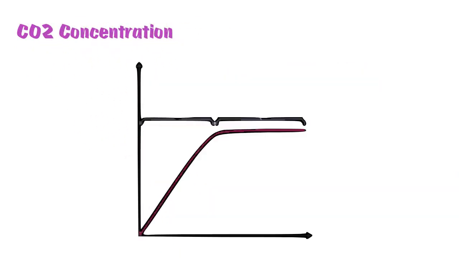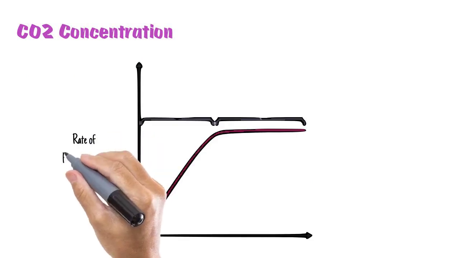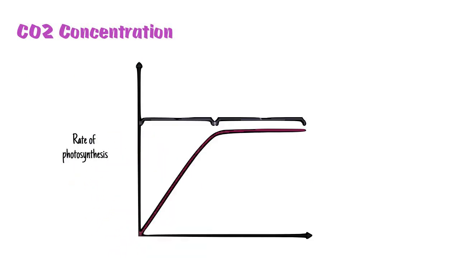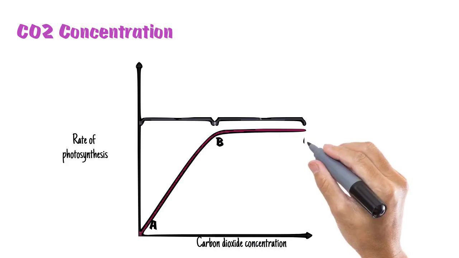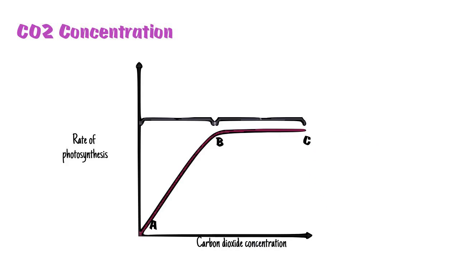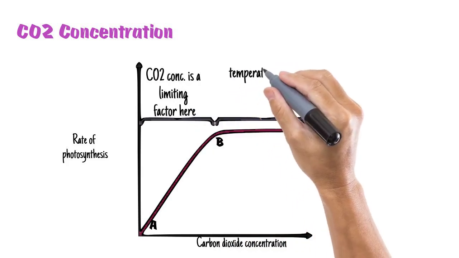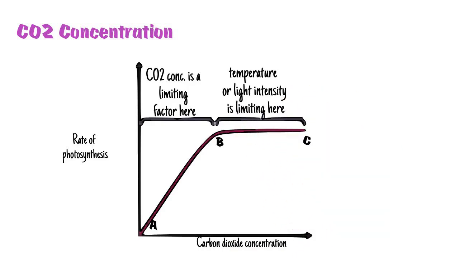The next limiting factor is carbon dioxide concentration. Carbon dioxide is a major raw material for photosynthesis. Just as illustrated in the graph, more carbon dioxide increases the rate of photosynthesis from point A to point B. Just as in the previous limiting factor, beyond point B, carbon dioxide concentration no longer limits photosynthesis. The 2 other limiting factors, light intensity and temperature, become limiting between point B and point C.